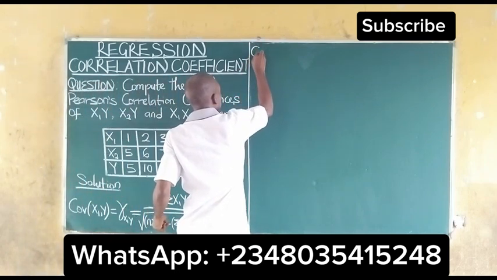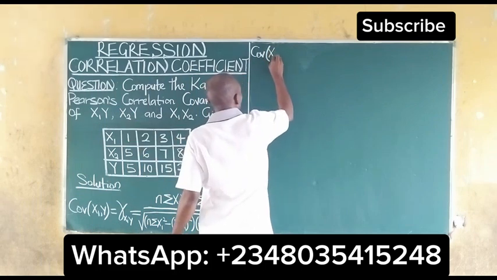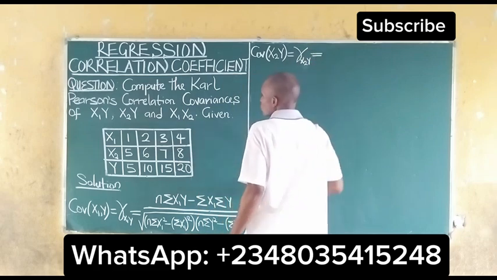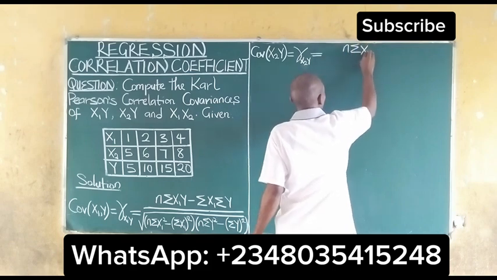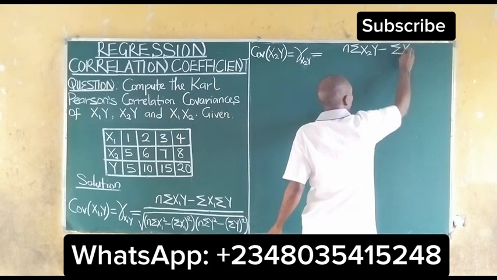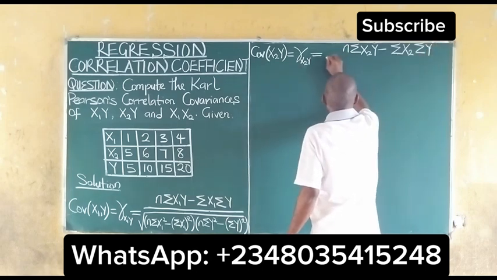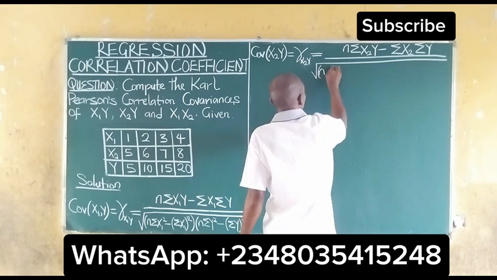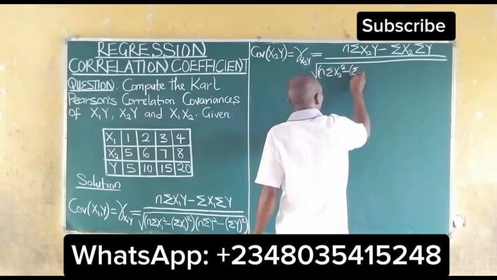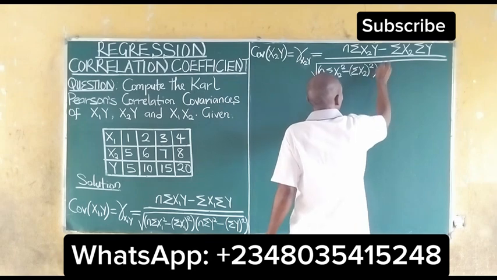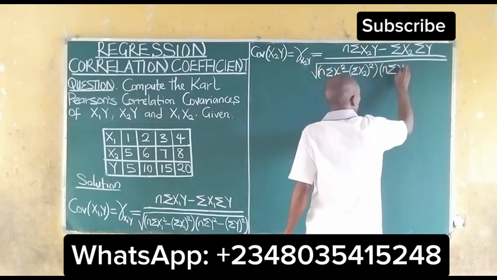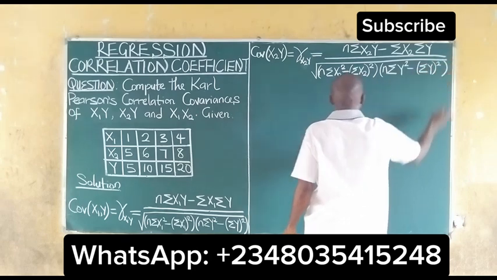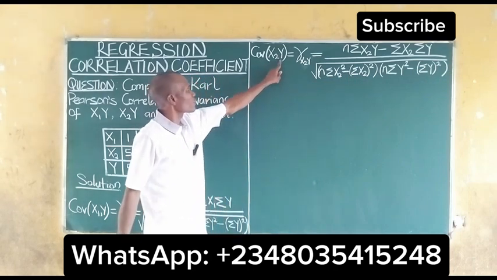Now, we'll also find the covariance of x2y, which is the same thing as Pearson's correlation of x2y, which is equal to n summation x2y minus summation of x2 summation of y, all over the square root of n summation of x2 squared minus summation of x2 all squared, multiplied by n summation of y squared minus summation of y all squared. So this is how we can compute the covariance of x2y.